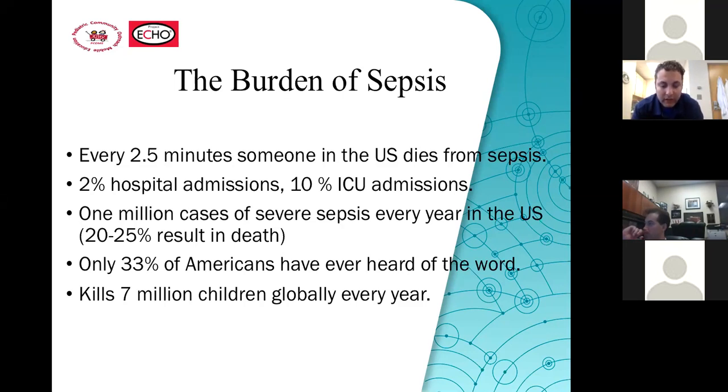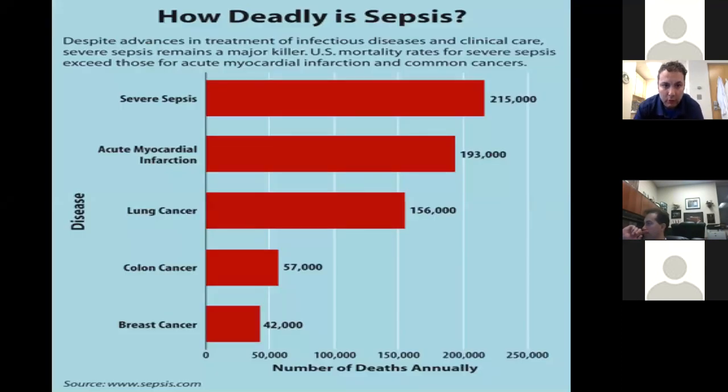Not a recent survey, but a survey about 10 years old showed that only a third of our population in the United States ever heard the word sepsis. Globally, and this number is scary, 6 to 8 million children die every year from sepsis. So the burden is big and we have a lot more work to do.